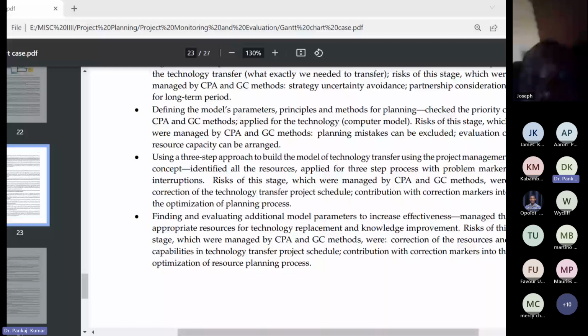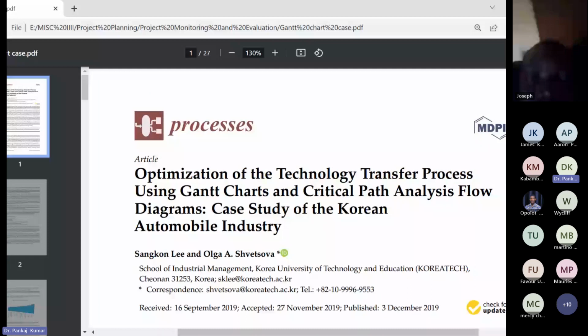So we have discussed the optimization of the technology transfer process using Gantt charts and critical path analysis flow diagrams. Case study of the Korean automobile industry.